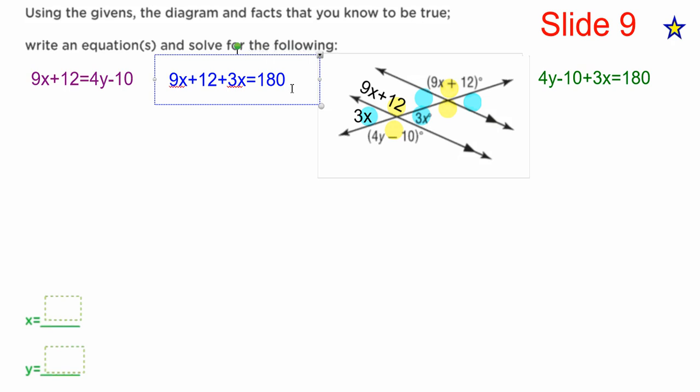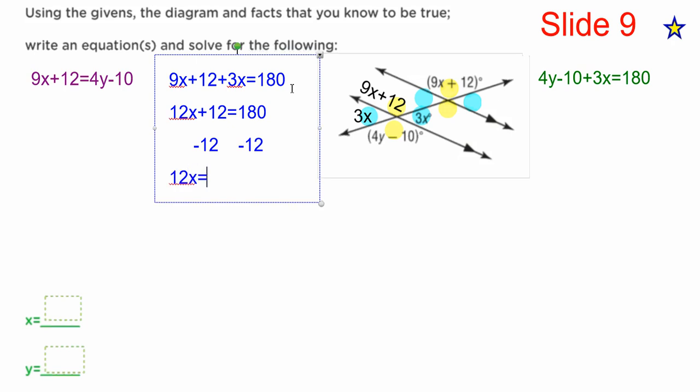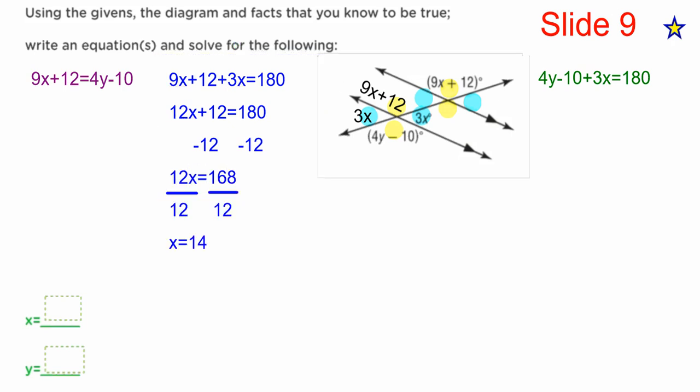So again, we can combine our like terms here on the left, 9x and 3x, that's 12x. Our next step would be subtracting 12 from each side. So then we said we're going to divide by 12 on each side, which gives you a value of x equals 14. So again, once I know the value for x, we could substitute it either into the purple or the green equation and solve for y.